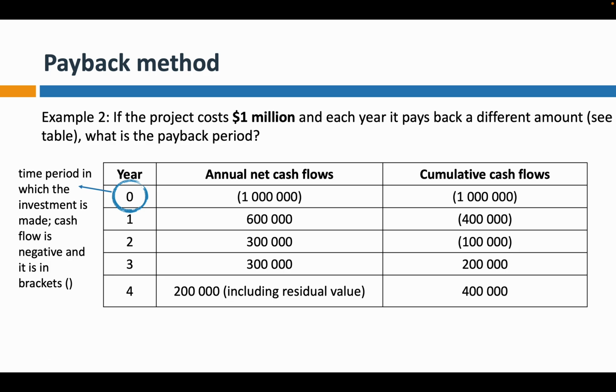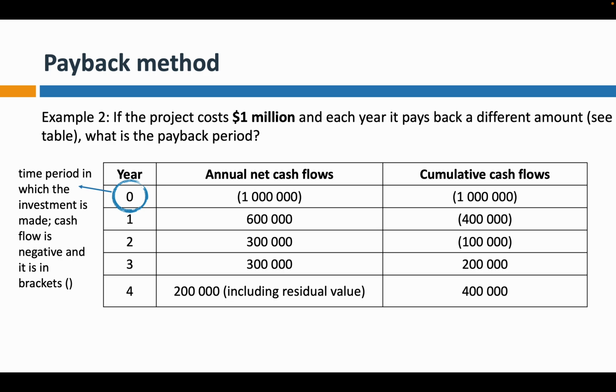And again, in year 3, we get some extra net cash of 300,000. And whoops, we already got over 0. So now we are in the positive numbers. We have plus 200,000. And then it continues. So where does payback happen? When do we actually pay back the cost of the investment?